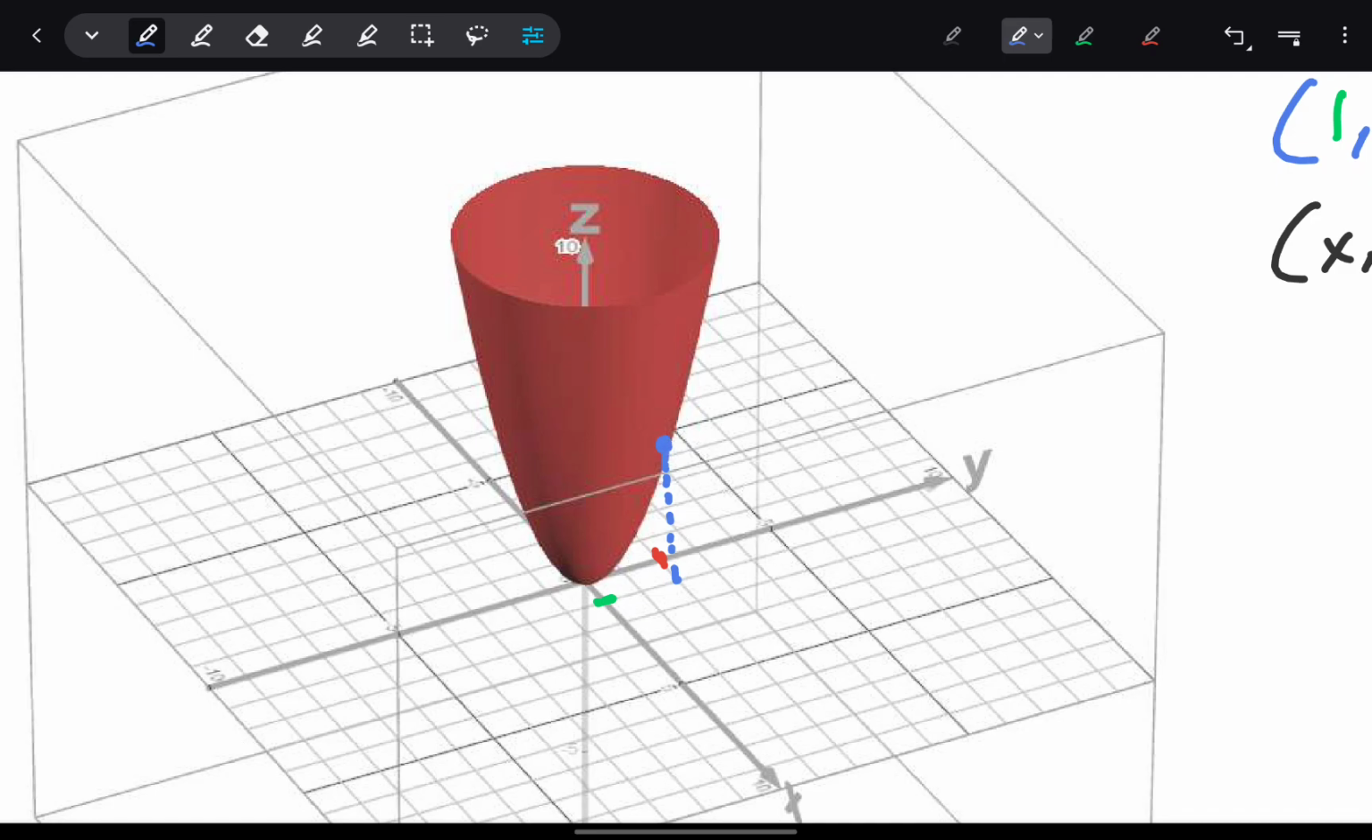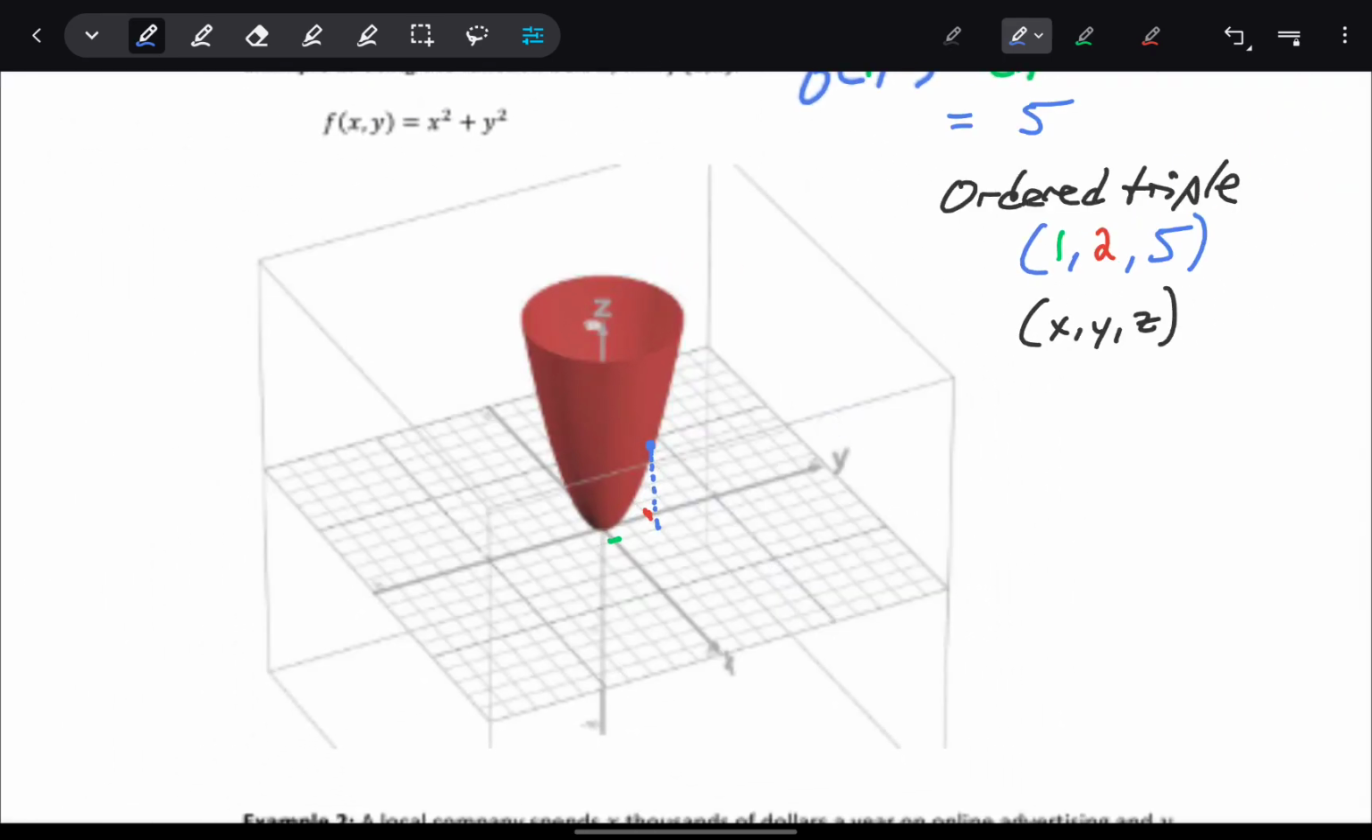So the idea is still the same. We find where our x and our y values match up, but now we're just looking at a third direction, this variable z.